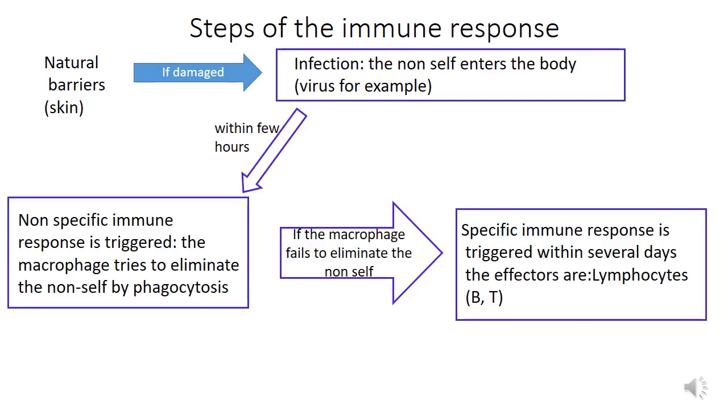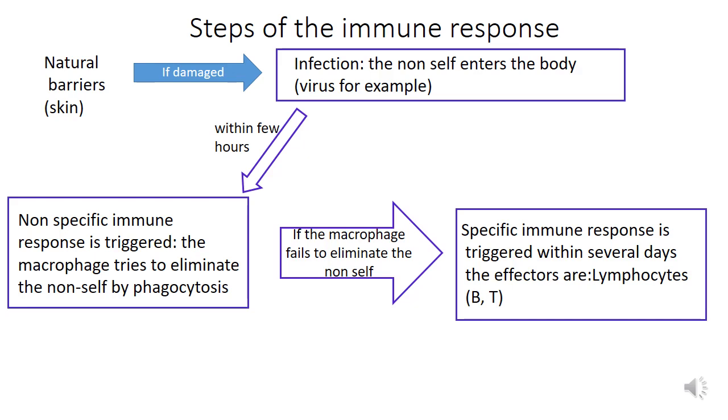First of all, the natural barriers that are the first line of body defense, when not damaged, prevent infection. Once one of these barriers is damaged, then there is infection and the non-self enters the body. The immune system here interferes. In a first step, and within a few hours, a non-specific immune response is triggered.